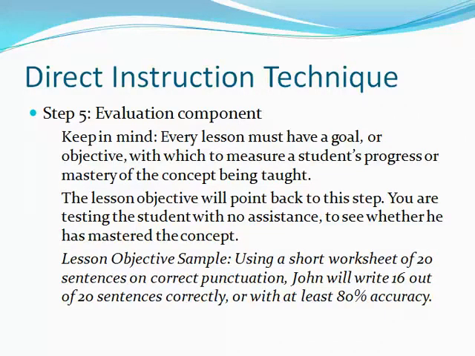Finally, we have step 5, the evaluation component of the direct instruction technique. Keep in mind, every lesson must have a goal or objective with which to measure a student's progress or mastery of the concept being taught. The lesson objective will point back to this step. You are testing the student with no assistance to see whether or not he or she has mastered the concept. The lesson objective sample is very important. And here we go. Using a short worksheet of 20 sentences on correct punctuation, John will write 16 out of 20 sentences correctly or with at least 80% accuracy.